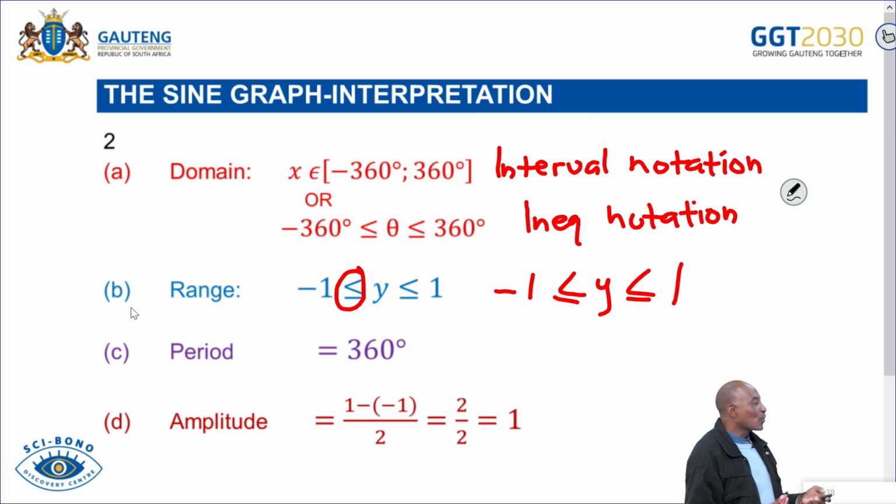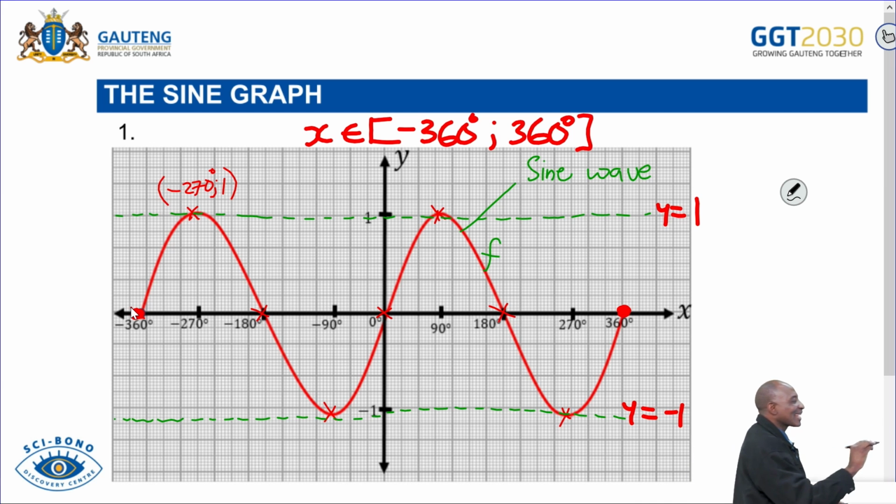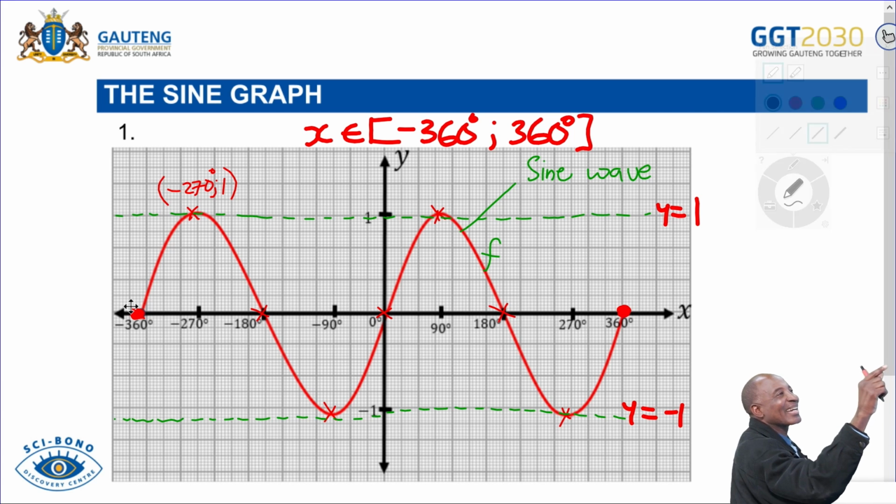Then we come to the period of the graph. Allow me to take it from the left-hand side. You will realize that our graph started at -360. It goes up, it turns, it comes down, further down, then seemingly it stops. Let me choose another color for you.